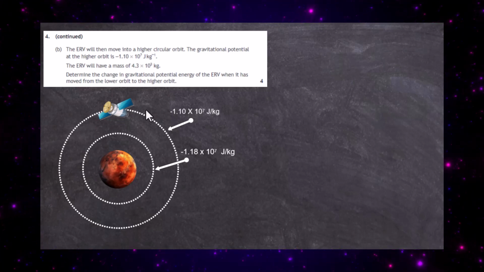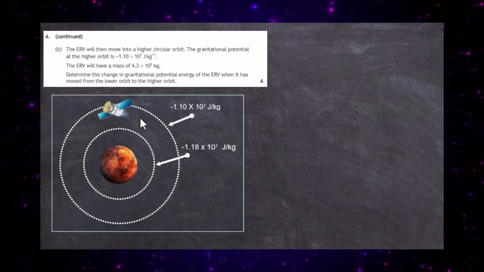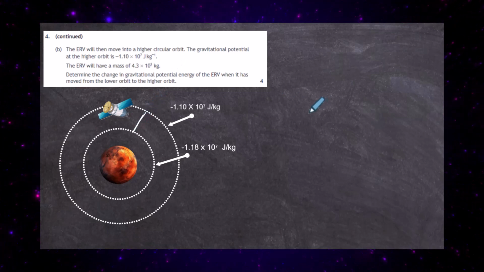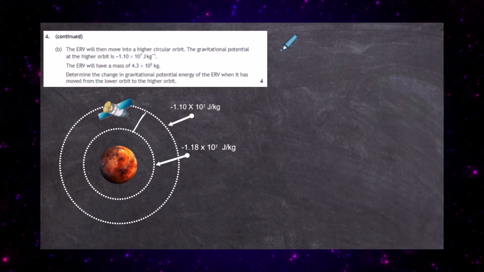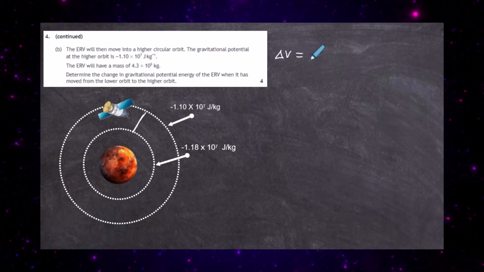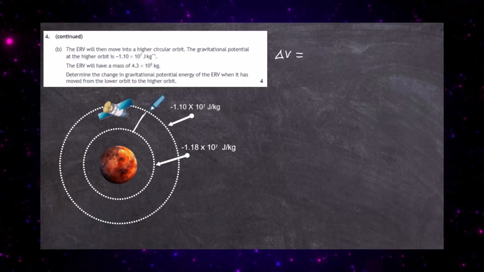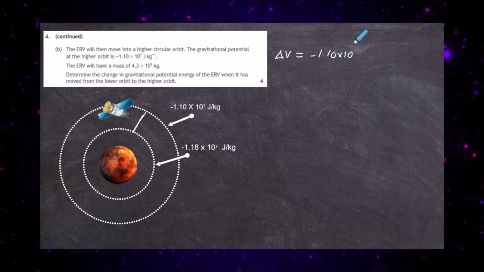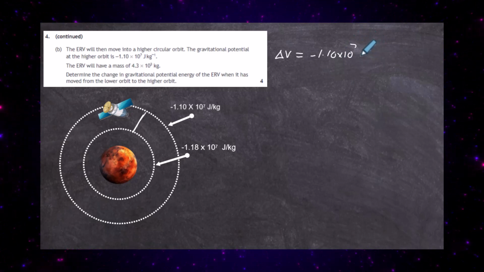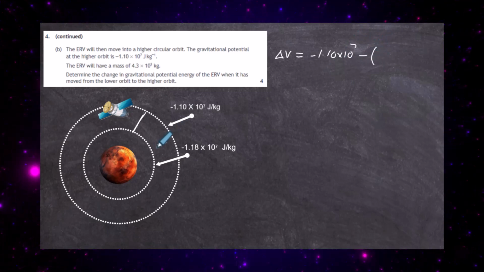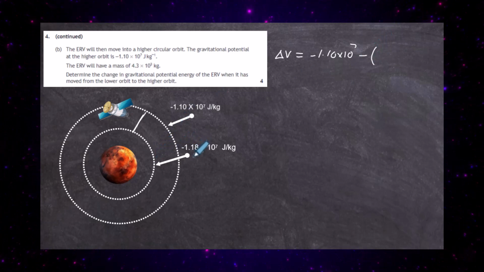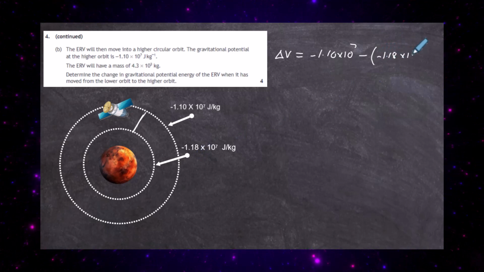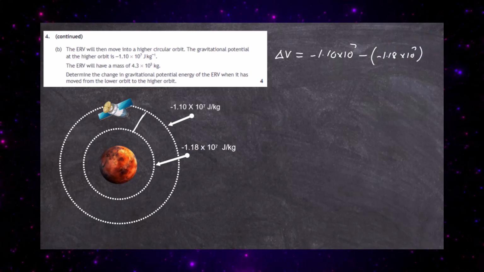So what we're trying to find out here is the difference in potential between these orbits, from that one to that one. So we start off by saying what's the change in the potential, delta V, and it's simply equal to the potential of this orbit, minus 1.10 times 10 to the power 7. I'll leave out the units for the moment. Take away, and be careful, we're taking away a minus 1.18 times 10 to the power 7. And it's going to be joules per kilogram.